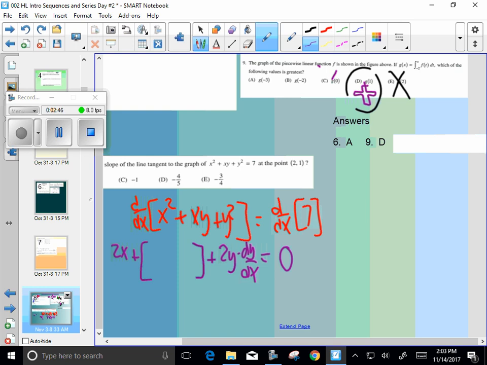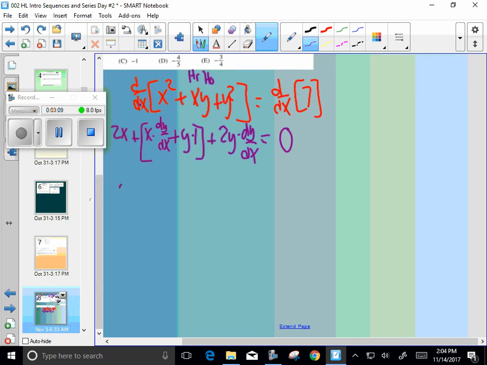Now for xy, we're going to do hi-ho because there are two variables. Take the derivative of two variables, so it's going to be hi. What's the derivative of y with respect to x? 1 dy/dx plus y times the derivative of x, which is 1 dx/dx. So now we're going to do the algebra here. 2x plus x dy/dx plus y plus 2y dy/dx is equal to 0.